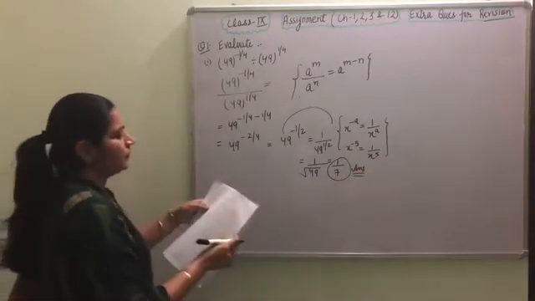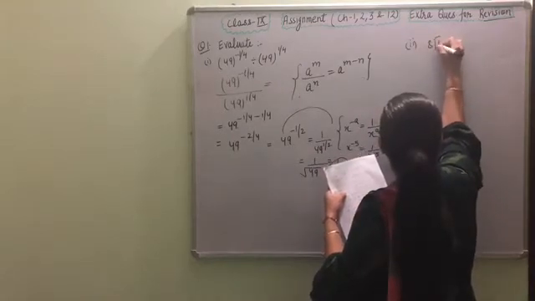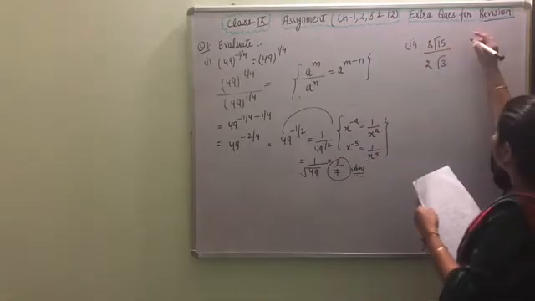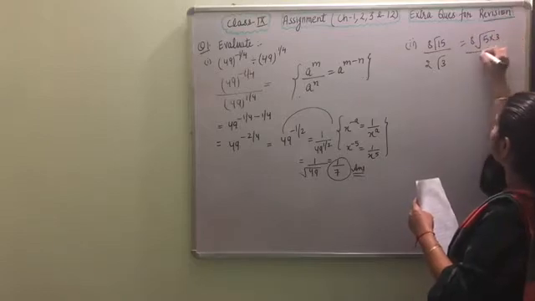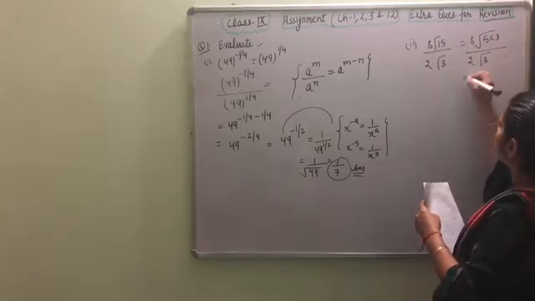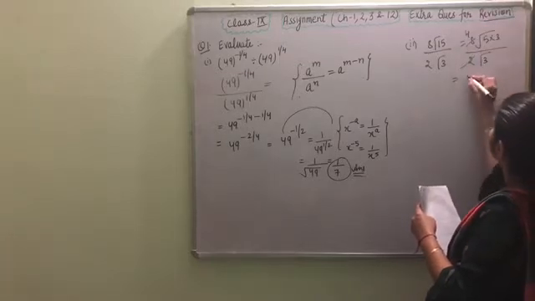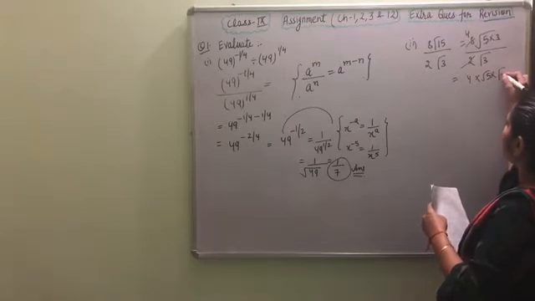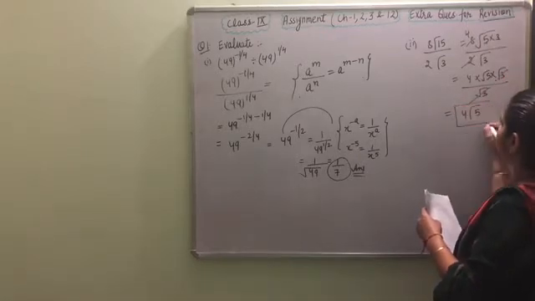Now second part. In the second part, the statement is 8 root 15 divided by 2 root 3. This root 15 we can write as root 5 into 3, divided by 2 root 3. Further we can simplify, 2 4s are 8. These we can write as root 5 into root 3 divided by root 3. Root 3 will be cancelled. So the answer is 4 root 5.